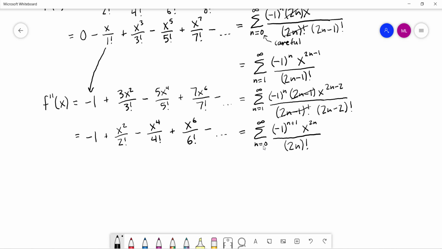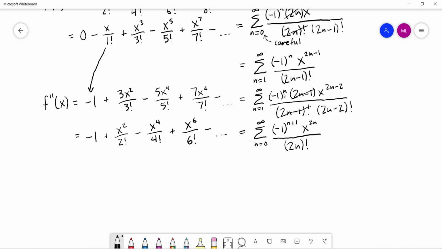Do the same thing down here. Now when I plug in n equals 0, I'll get negative 1 to the first power. I will get x to the 0, and I'll get 0 factorial in the denominator. I'll get the same term. Now let's go to the next term, n equals 2 up here. So when n equals 2 up here, I should get this term.